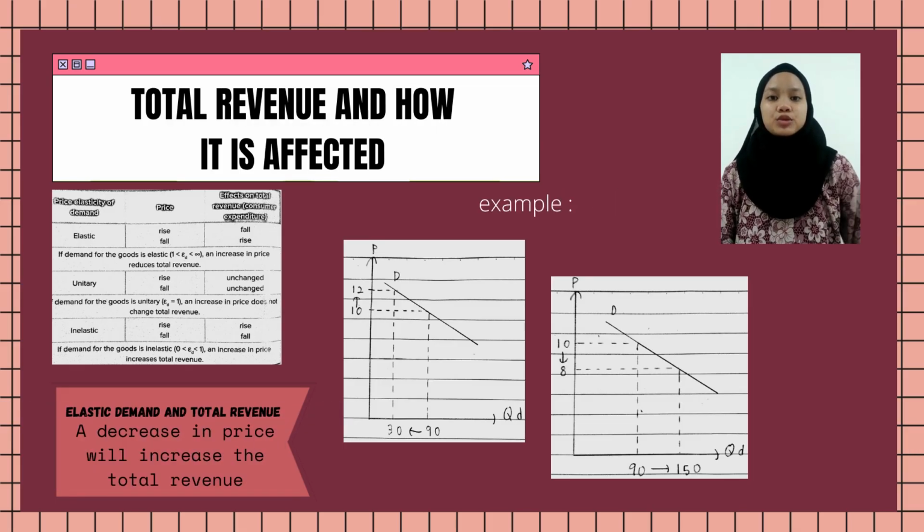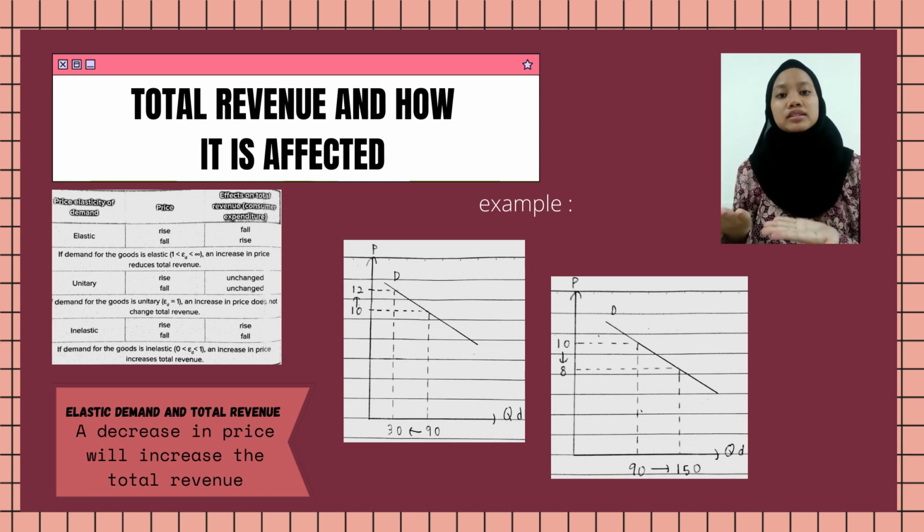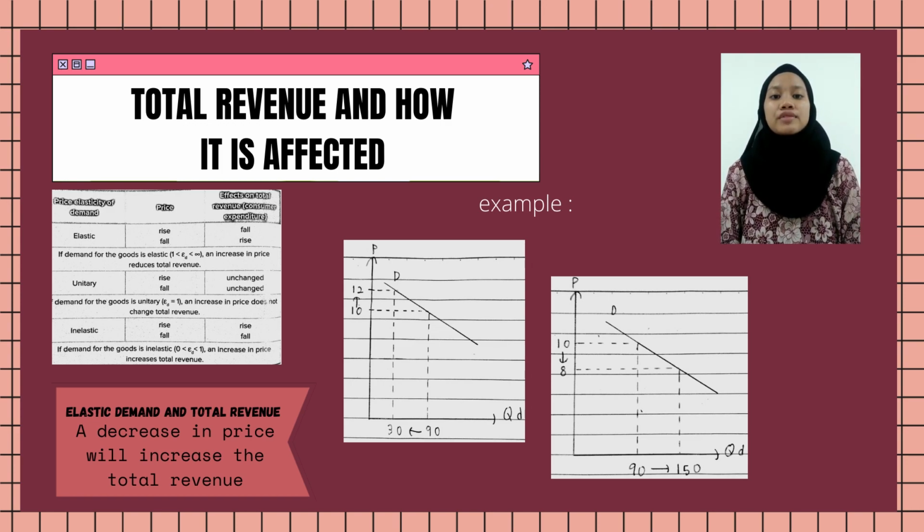The relationship between price elasticity and total revenue is important since total revenue can be maximized by knowing the price elasticity. Based on this table, it shows how total revenue is affected by elasticity of demand. For example, with elastic demand, when the price is 10 ringgit and increases to 12 ringgit, the total revenue will decrease. On the other hand, when the price is 10 ringgit and decreases to 8 ringgit, the total revenue will increase.